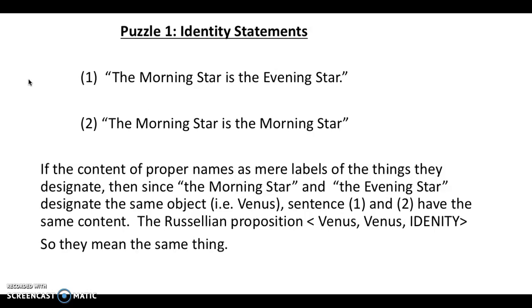In other words, the term "the morning star" and the term "the evening star" have as their extension one and the same object, again, namely Venus. So the proposition that sentence 1 expresses and the proposition that sentence 2 expresses are the Russellian proposition whose constituents are just Venus and Venus again and the identity relation. Thus, if the simple theory is correct, then what is entailed is that sentence number 1 and sentence number 2 mean exactly the same thing.